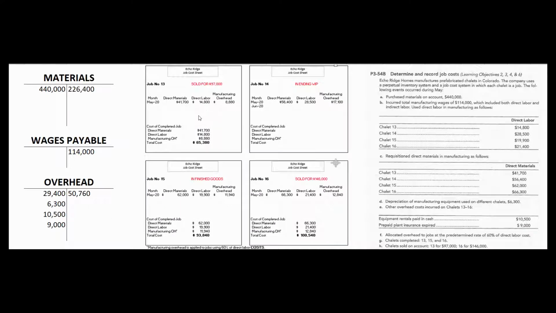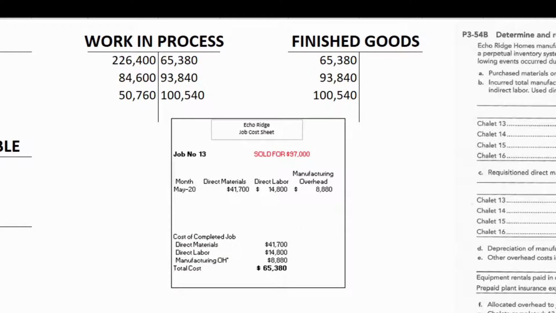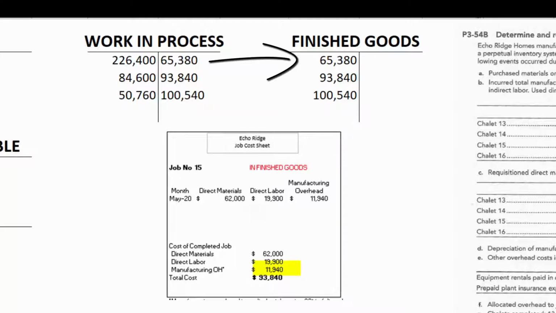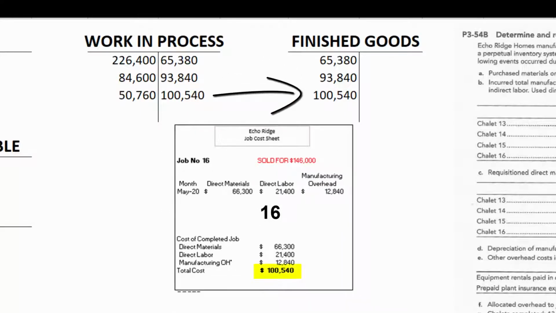So let's take the finished jobs, 13, 15, and 16, take them out of work in process and move them to finished goods. So we'll move over the jobs. Job number 13 was for $65,380. It moves over to finished goods. Job number 15 also got finished. It totaled $93,840, so we'll debit finished goods for $93,840 and credit work in process for $93,840. Finally, job number 16 was finished for $100,540. So now we've moved all the completed work out of work in process into finished goods.